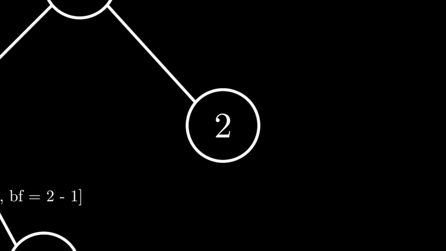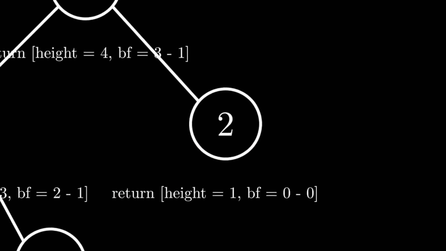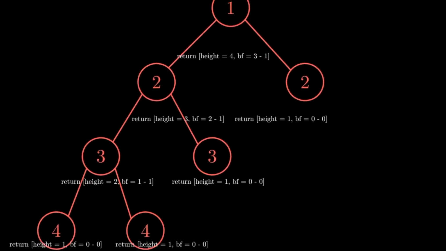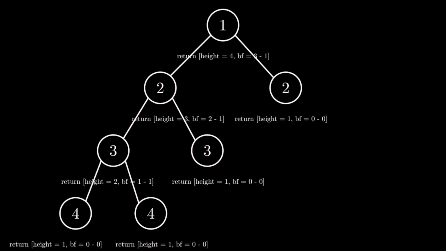We move to the right subtree, get its result, which now propagates to the root node. This time, we see that the root has a height of 4 but a balance factor of 3 minus 1, which is equal to 2. Unfortunately, because this is greater than 1, it is not a height-balanced tree.